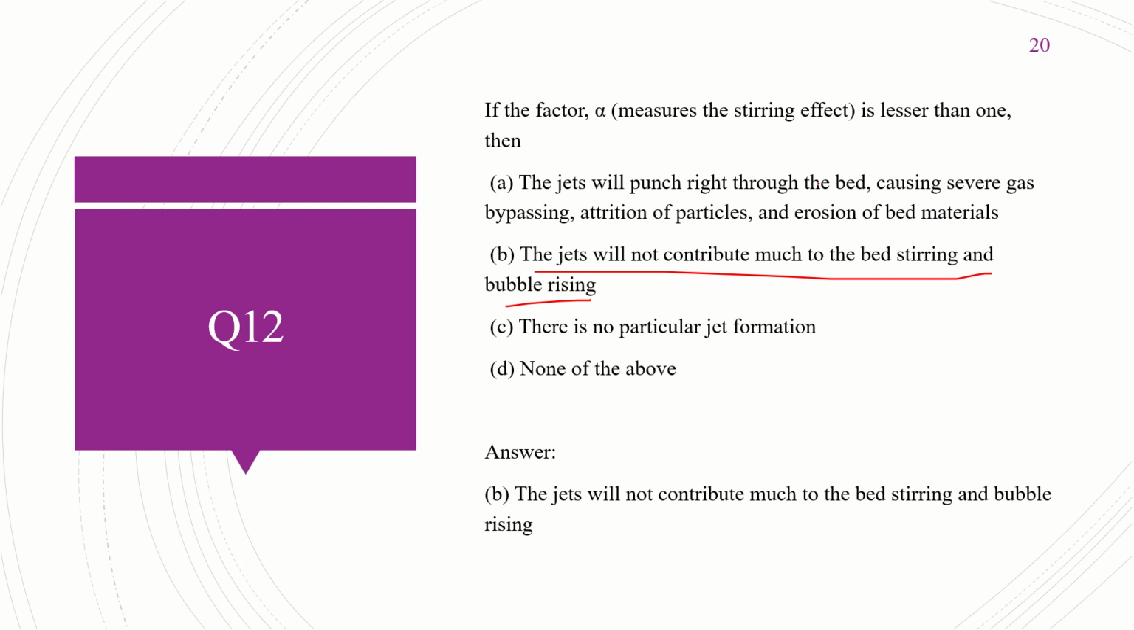It will not punch right through the bed, causing severe gas bypassing or attrition of particles, because it is obviously lessened by other factors. So this was a question similar to question 10. Here it is asked that jets will not contribute much to the bed stirring and bubble rising when the alpha is lesser than 1.